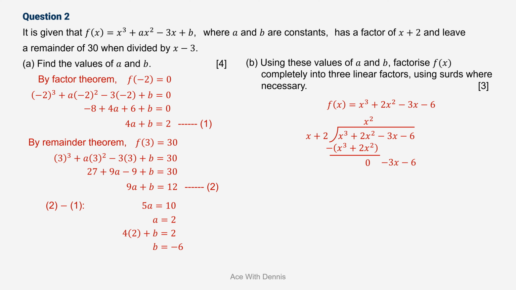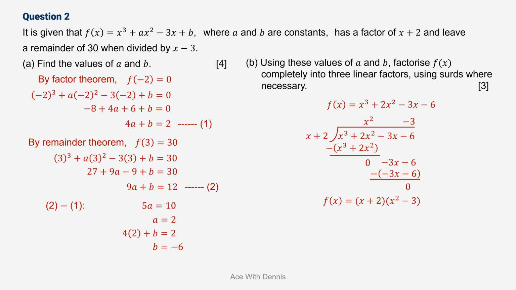Next, I copy down minus 3x minus 6, and negative 3 times x plus 2, we get negative 3x minus 6. So negative 3x minus 6 minus negative 3x minus 6, we get 0. So we should expect that the remainder is 0 because x plus 2 is a factor. Okay, so now we can update the equation.